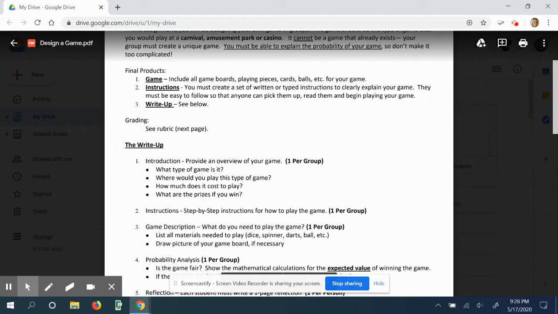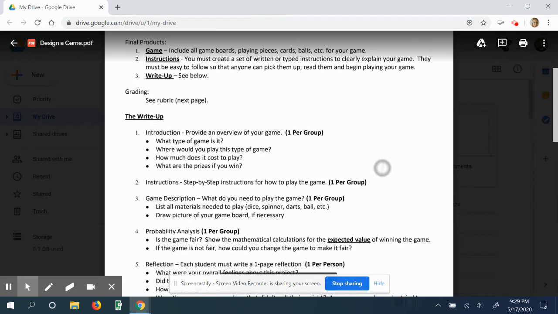You're also going to have to make up instructions. Because we're going from a distance, you're going to have really good written or typed up instructions on how to play your game. If you're working in a group, make sure that your group understands all the rules to the game, and it's something that you can easily explain to someone, not even just in your class, but someone outside of class, a younger sibling, parent, a grandparent, someone like that. You want to make really good instructions, so that I, myself, reading your instructions, would know exactly what's going on in the game.